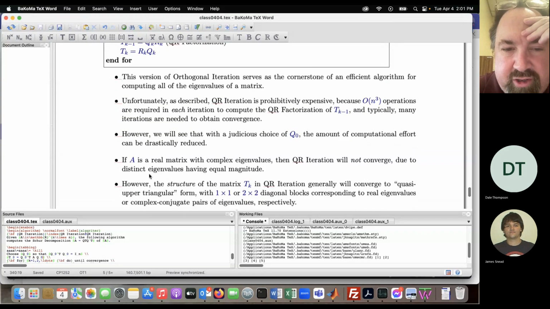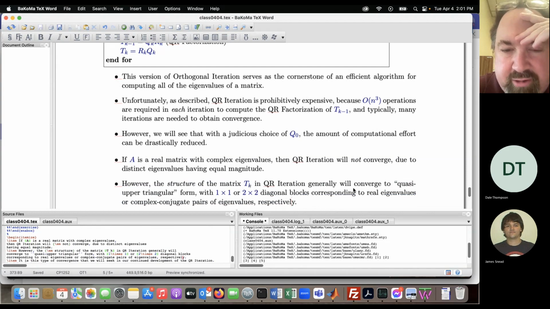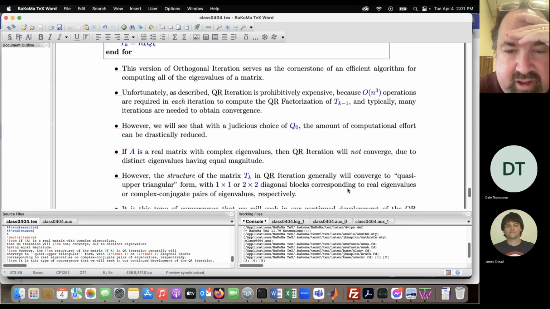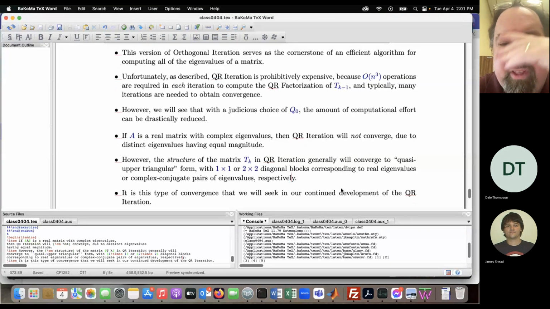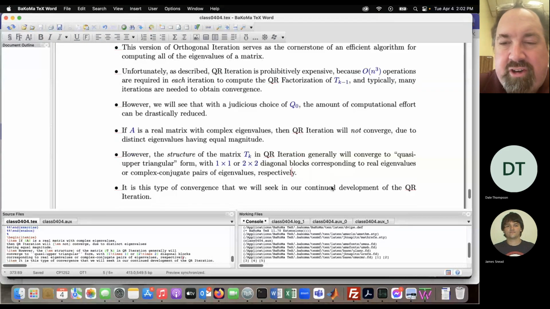Okay, and this is what I showed you in MATLAB. A is a real matrix with complex eigenvalues. Yes, it doesn't converge, but we do get this quasi-triangular form with 1 by 1 or 2 by 2 blocks. So that'll be enough for our purposes. So for real matrices, where you can have complex eigenvalues, that's all we're after. We're not going to try to reduce to upper triangular form, but block upper triangular with 1 by 1 or 2 by 2 blocks. I mentioned earlier it's called the real Schur form.